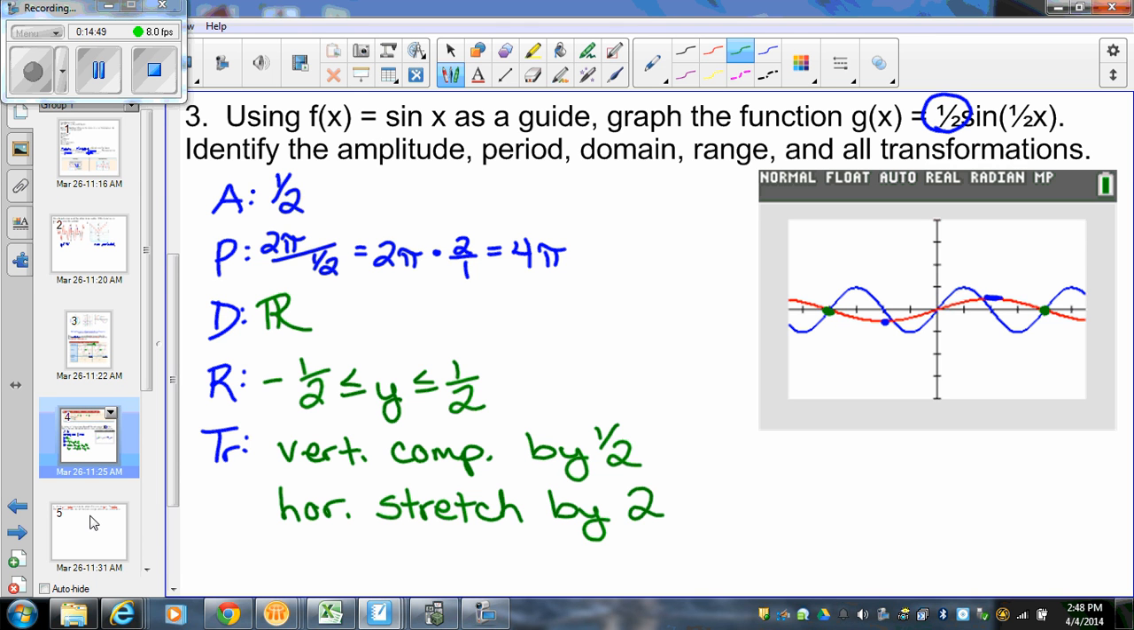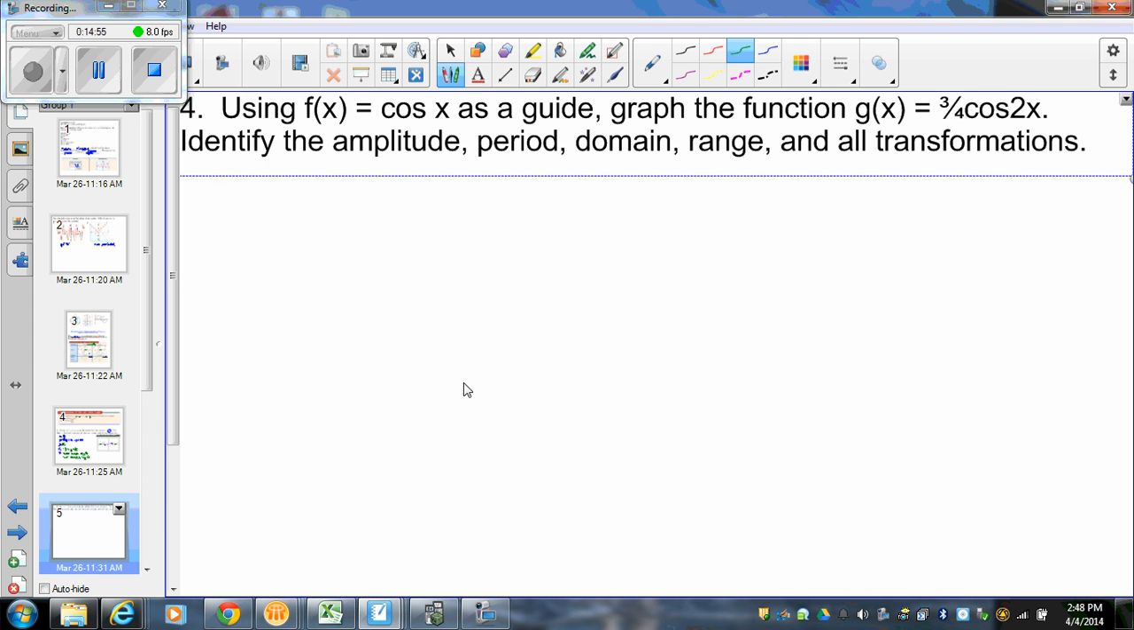So I want you to pause the video now, and I want you to give number 4 a try. All the same questions, but it's dealing with cosine instead of sine now.